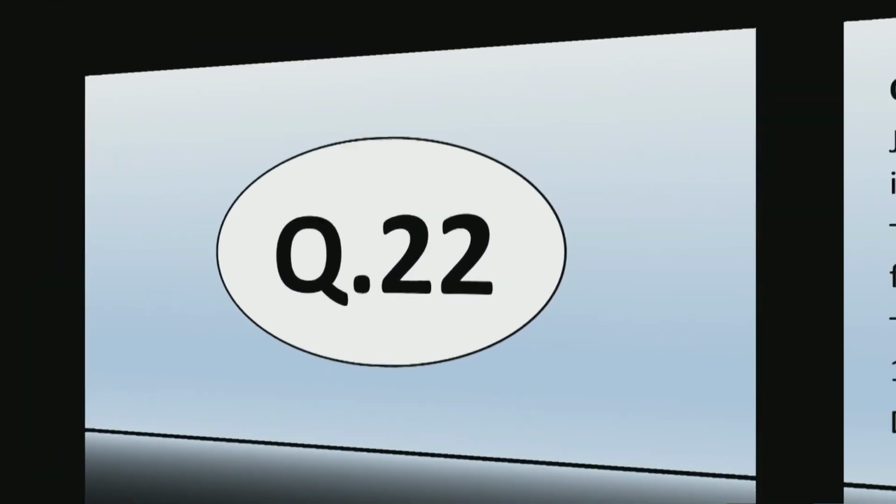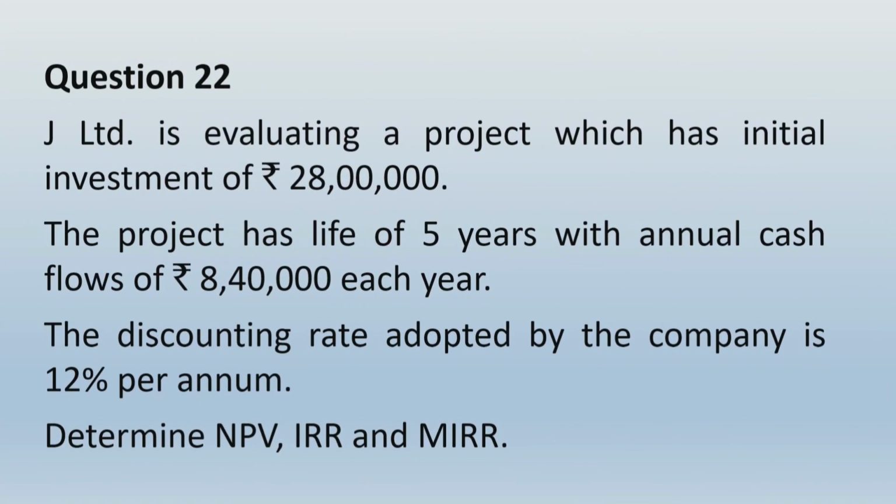Let us move ahead and take up another question, that is question number 22. Let us read this question. J Limited is evaluating a project which has an initial investment of rupees 28 lakhs. The project has a life of 5 years with annual cash flow of rupees 8,40,000 each year. The discounting rate adopted by the company is 12% per annum. Determine NPV, IRR and MIRR.